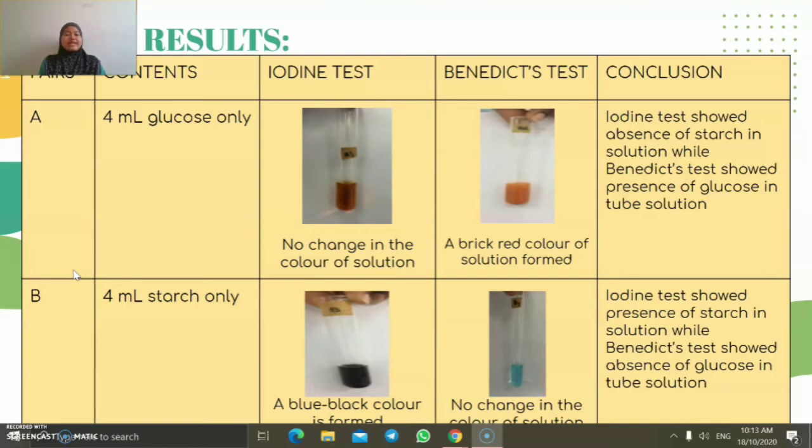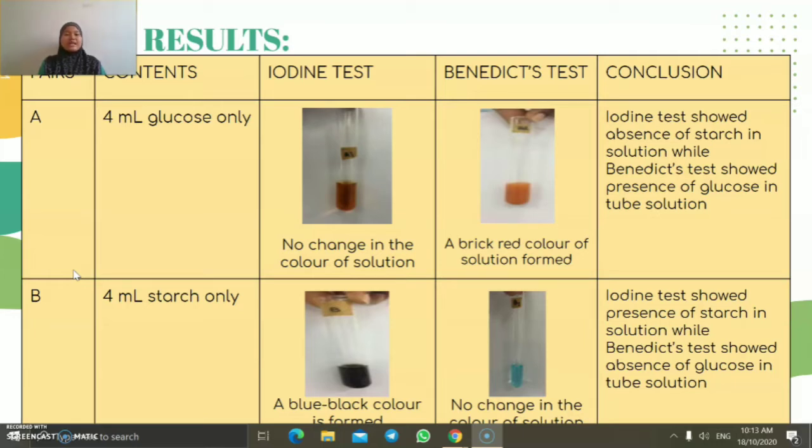So I will be explaining the result of digestion of starch. The first pair is labeled A1 and A2 containing 4 ml of glucose. The iodine test result is no change in the color of the solution, while the Benedict test gives a brick red color. So the conclusion is the iodine test shows absence of starch in solution, while the Benedict test shows presence of glucose in the tube solution.